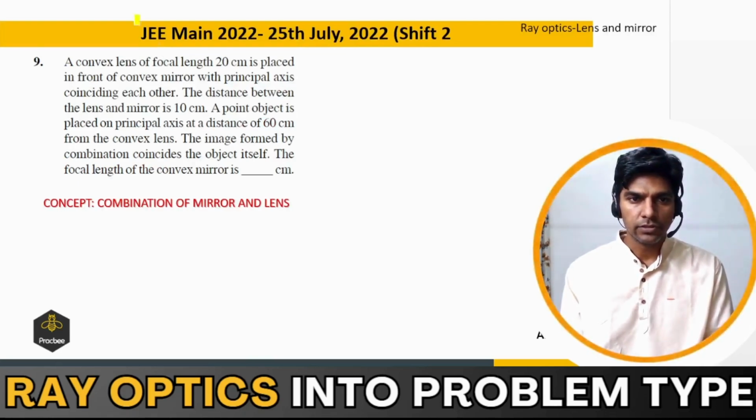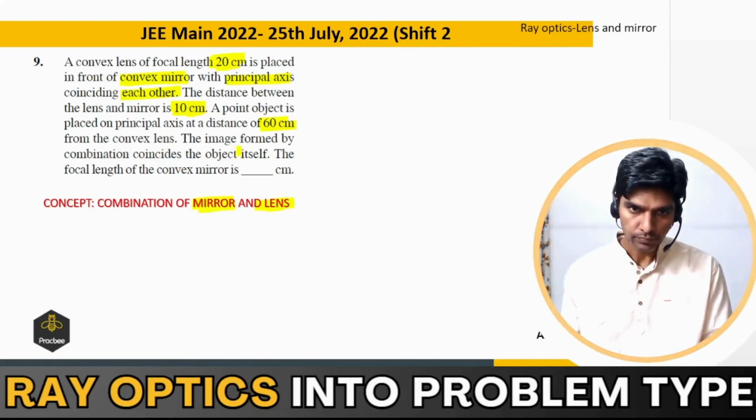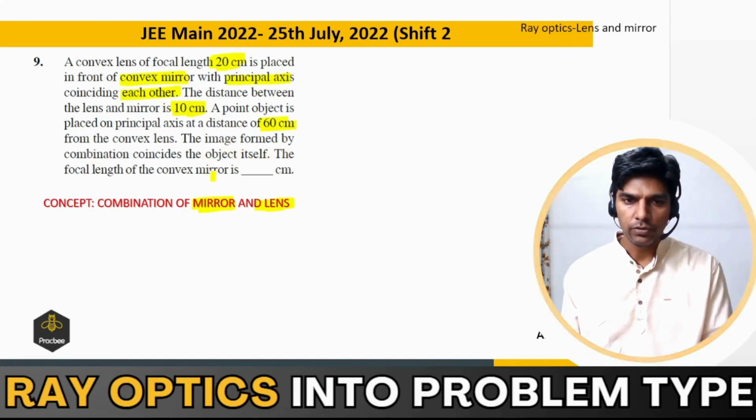Now let us see another illustration. A convex lens of focal length 20 centimeter is placed in front of a convex mirror with the principal axis coinciding with each other. The distance between the lens and the mirror is 10 centimeter. A point object is placed on the principal axis at a distance 60 centimeter from the convex lens. So this is the next problem type where we have a combination of mirror and lenses. The image formed by the combination coincides with the object itself. The focal length of the convex mirror?